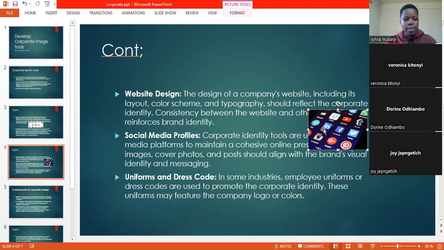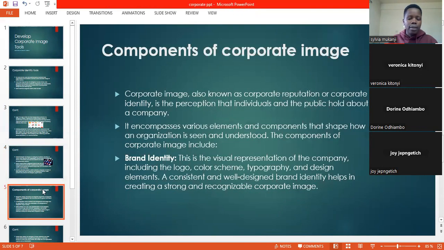Then uniforms and dress code. In some industries, employee uniforms or dress codes are used to promote the corporate identity. This uniform may feature the company's logo or colors. I know most of you are familiar with this because you find most companies have branded their uniforms so that they can be recognized out there.